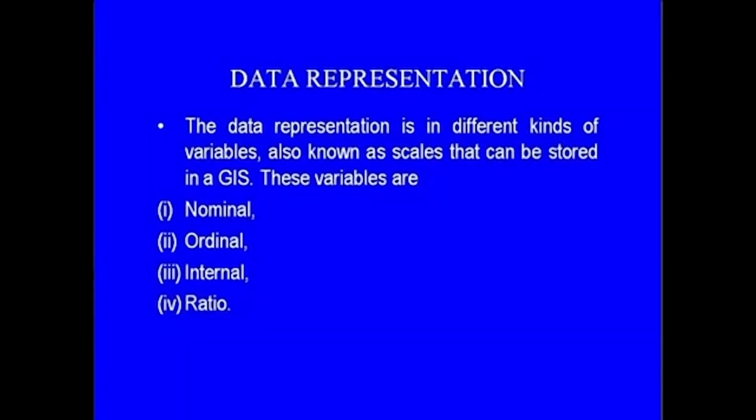Having had an idea as to the various broad categories of GIS data types, let us now look at the data representation. The data representation is in different kinds of variables, also known as scales, that can be stored in a GIS. These variables are nominal, next is ordinal, then interval and last is ratio. So, look at these variables by which GIS data representation can be made.